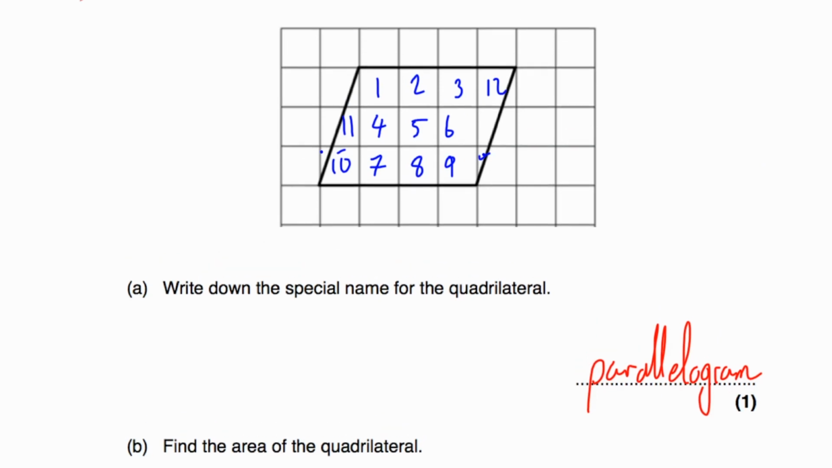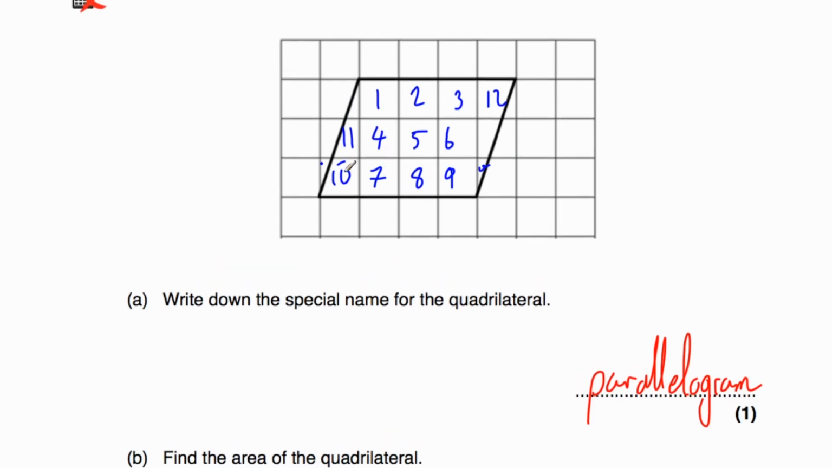So that's one way we could approach that. We could just count the number of whole squares and then join together that one and that one to make 10, that one and that one to make 11, and that one to make 12. So that's one way we could have done it.